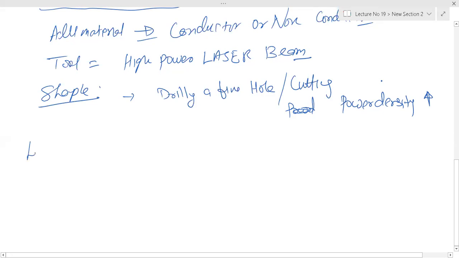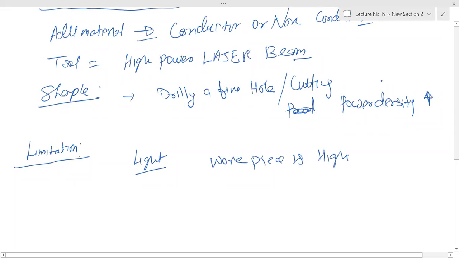Then limitations. What are the limitations? One limitation is that because it deals with light, the light has to fall on the workpiece. So suppose your workpiece material is highly reflective or polished.